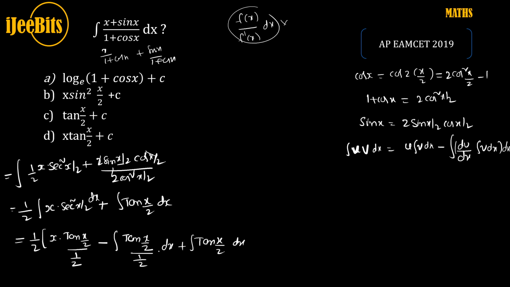So this 1 by 2 would be for this portion, right? That means I can apply 1 by 2 here. So 1 by 2, 1 by 2 gone, 1 by 2, 1 by 2 gone. Then integration of tan x by 2, this is plus tan x by 2. These two things will cut out. So what is remaining now? The remaining is x tan x by 2 plus c. This is the answer. So the answer would be this one, answer D. You have to compare correctly to solve the problem.